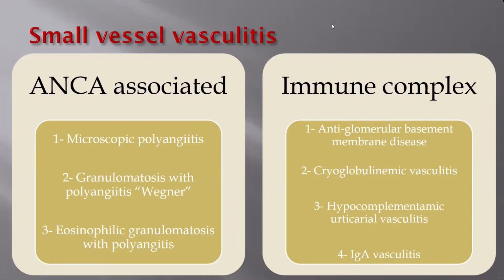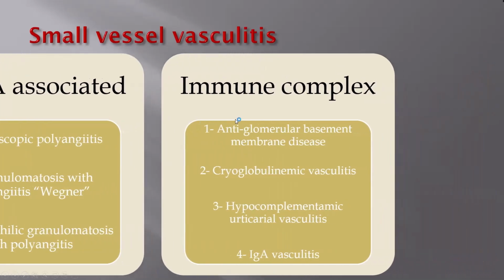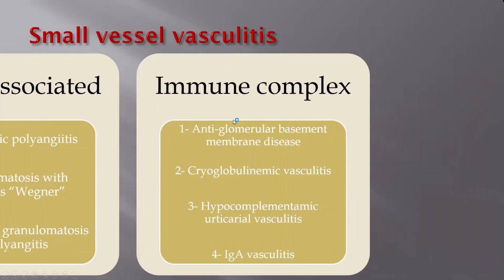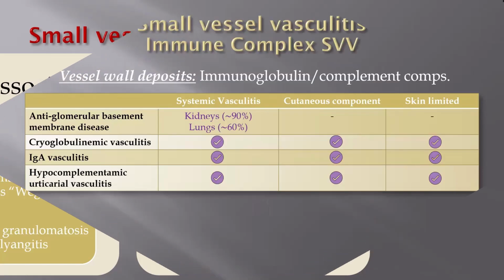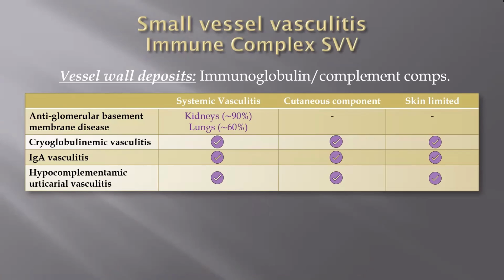Assalamu alaikum. Today we will dig a bit deeper into cutaneous vasculitis and continue with immune complex mediated small vessel vasculitis. In this category, we have 4 diseases, namely antiglomerular basement membrane disease, cryoglobulinemic vasculitis, hypocomplementemic urticarial vasculitis, and finally IgA vasculitis. In immune complex vasculitis, immunoglobulins or complement are deposited at the vessel wall.